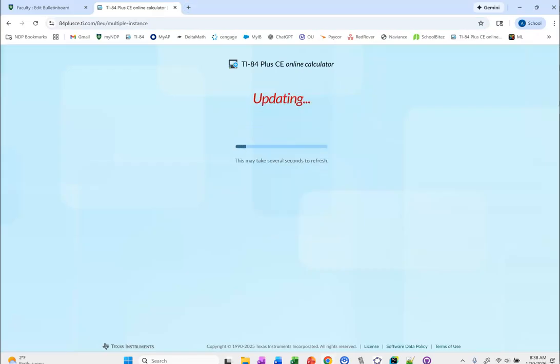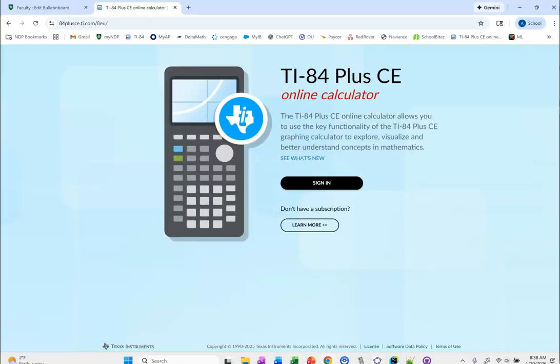Several seconds to refresh, I'm sorry. Where in my calculator do all these distributions live? Second bars, that's correct.